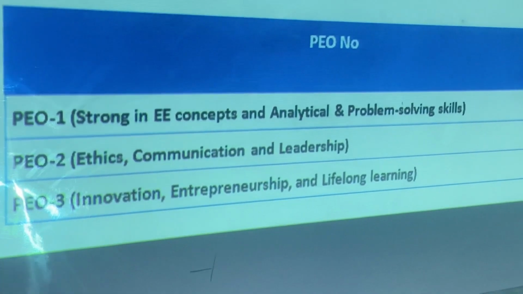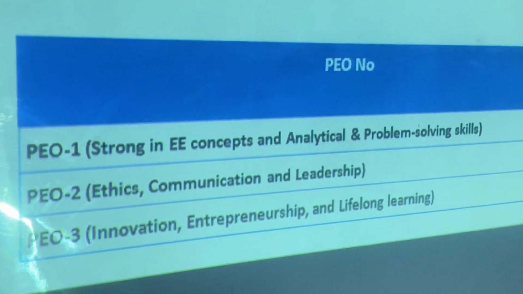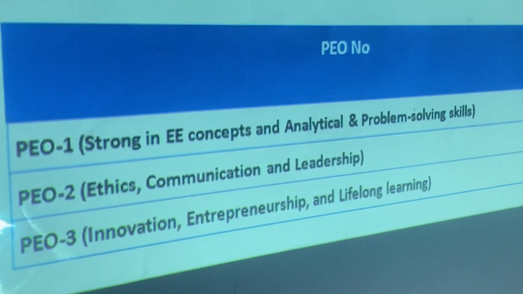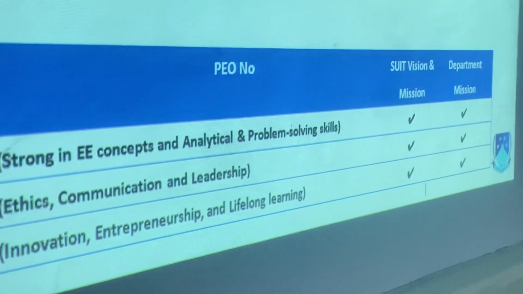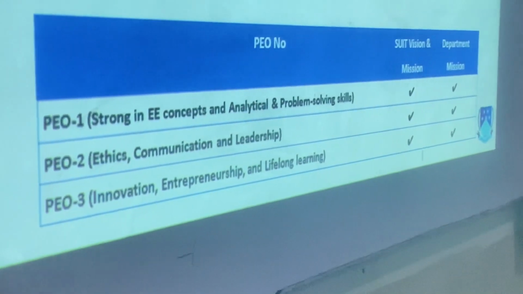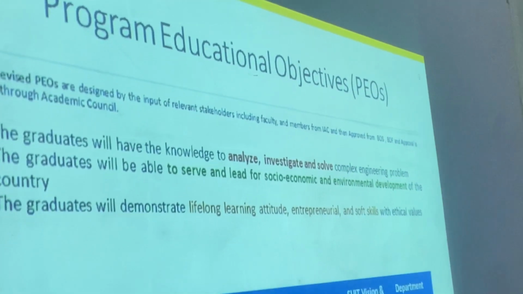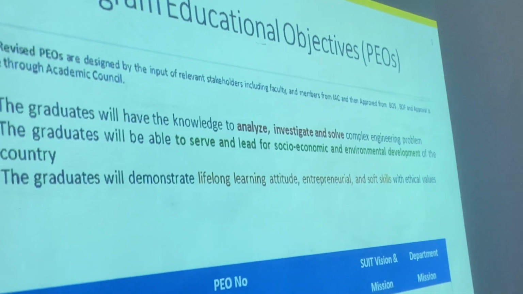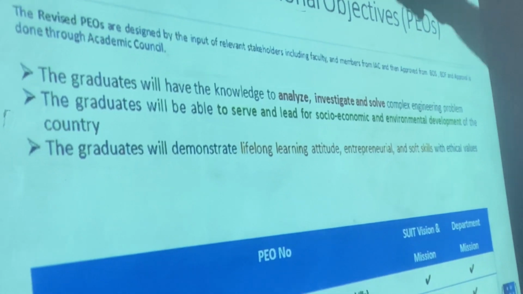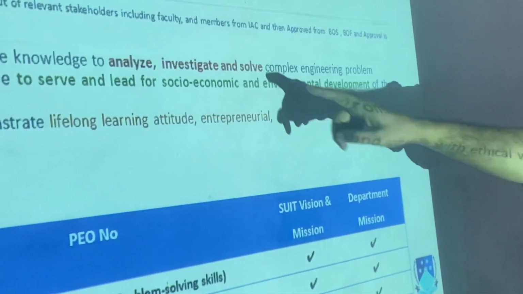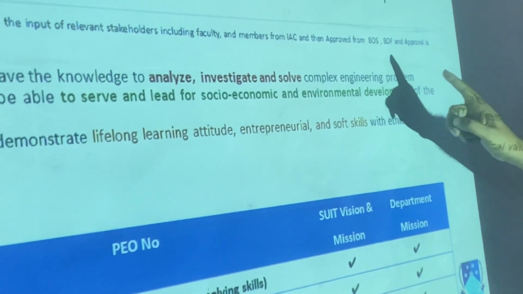So these are the three standard POs. Number one: once the graduate completes four years of education, what should he learn, how should he demonstrate it, and how can he be productive to the industry? So the graduate will have the knowledge to analyze and investigate. Look, these are the keywords, and these keywords actually hit the 12 PLOs, to solve complex engineering problems. This was the first PO.